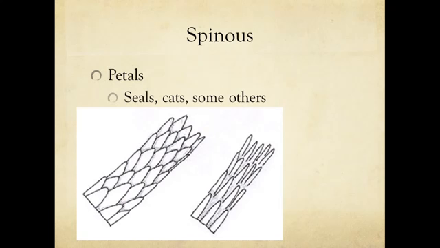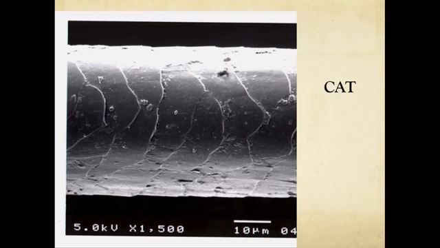Spinous cuticle patterns look like flower petals. This pattern is visible in cats, among other species. This is a cat hair under the ProScope digital microscope that I showed you earlier. I want to draw your eye to the cuticle pattern along the outer layer of the hair, which you can see here. If you put this hair under a high-powered scanning electron microscope, the spinous cuticle pattern is clearly visible.